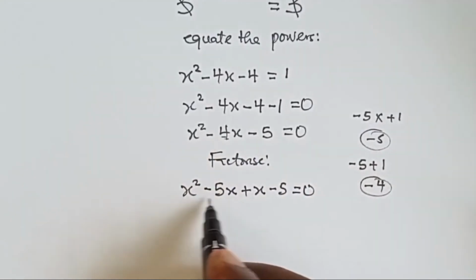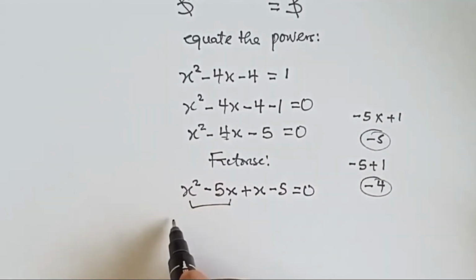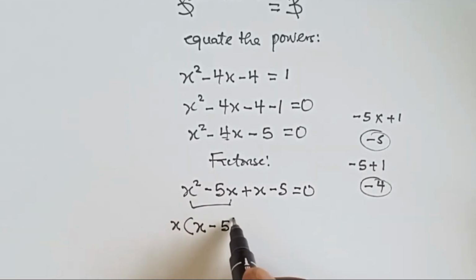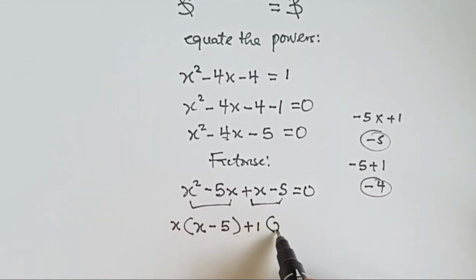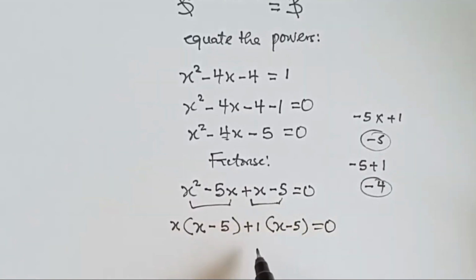Now let's group this. The first 2 was common. X is common. What do we have left here? We have x, and here we have 5. Okay, now the last 2 was common. Plus 1 is common. Now we have x minus 5. Everything equals 0. Now by the time you open this, you expand this bracket, you have this.